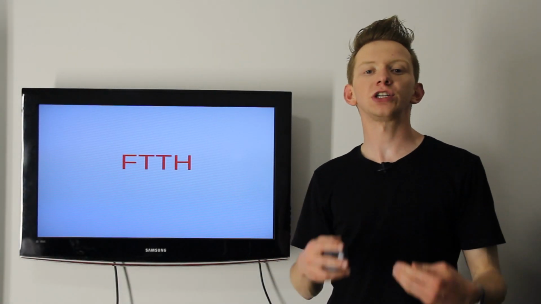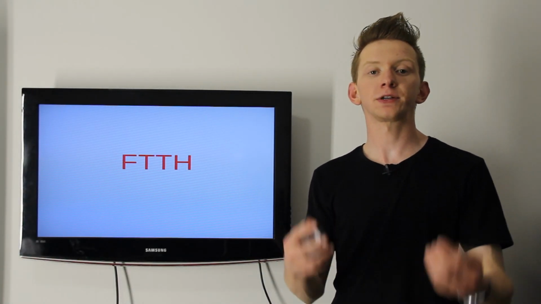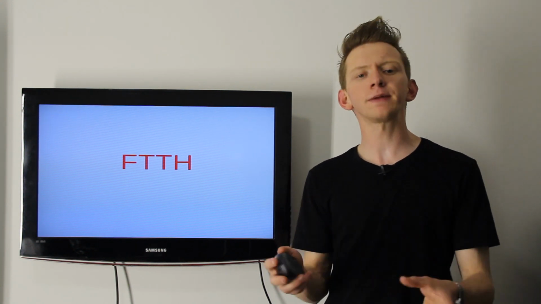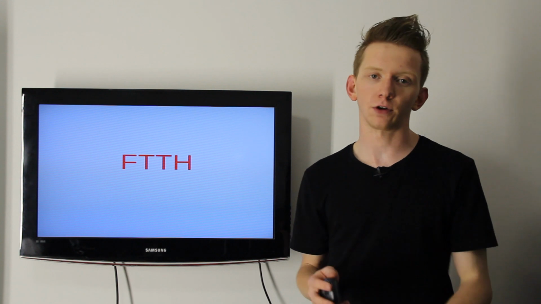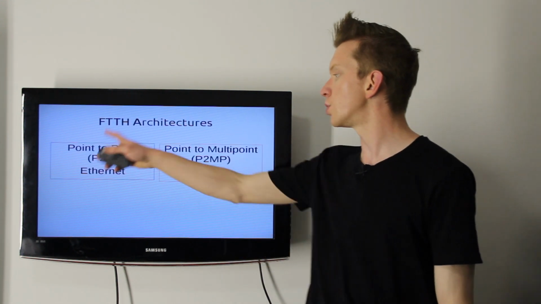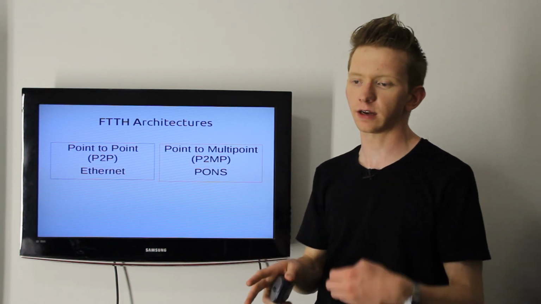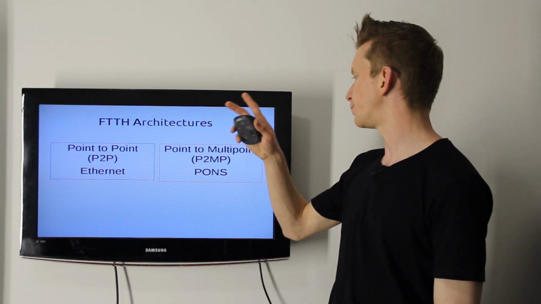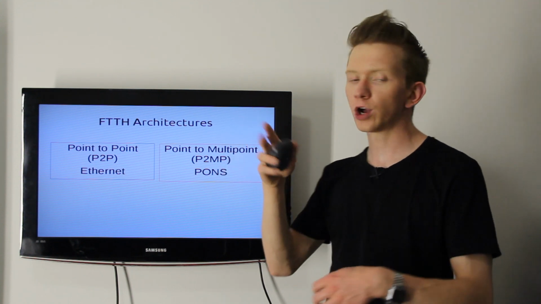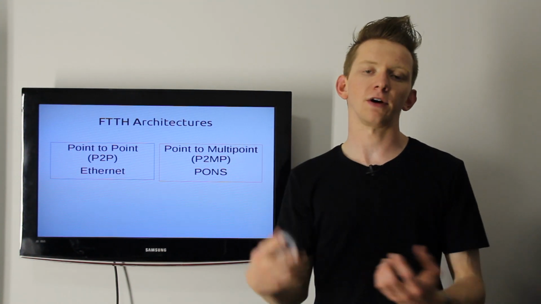In this video, I'm going to teach you about the different types of fiber to the home architectures that are used and the differences between them. Now with fiber to the home, there's only two types of architectures. Those are point-to-point networks, which are Ethernet based and active Ethernet network, and you get point to multi-point networks, which are usually passive optical networks.